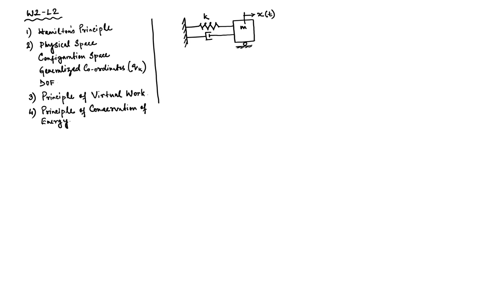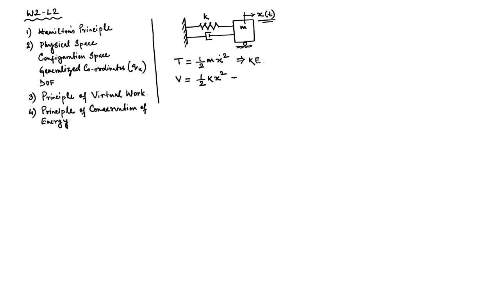So, for this system, what will be the kinetic energy? We can easily write it is half times the mass of the system, that is small m, and then it deforms by an amount x(t). So, the velocity in this case is x dot, so half m x dot square. So, that is the kinetic energy. Now, the moment it will try to deform, obviously this spring will experience some extension or compression depending upon the nature of x(t). So, the potential energy in this case is half k x square, right?